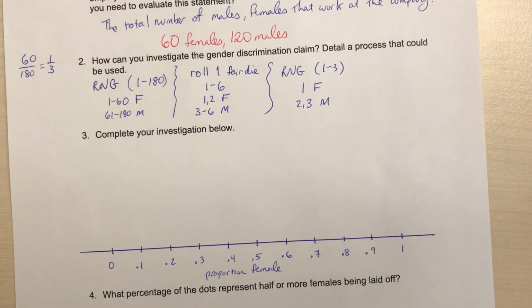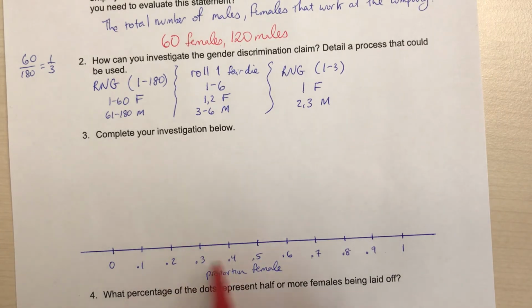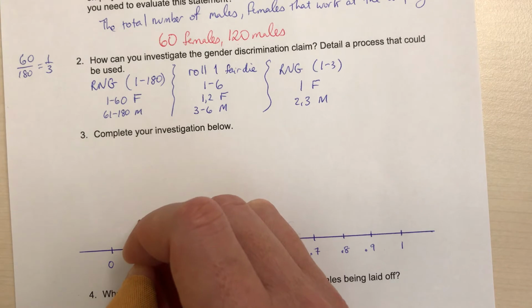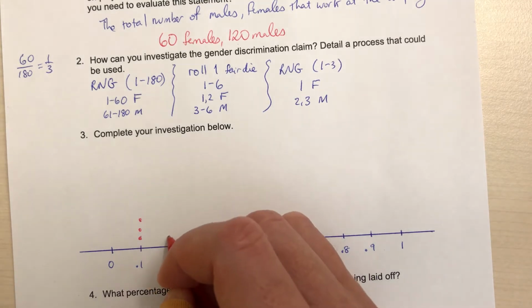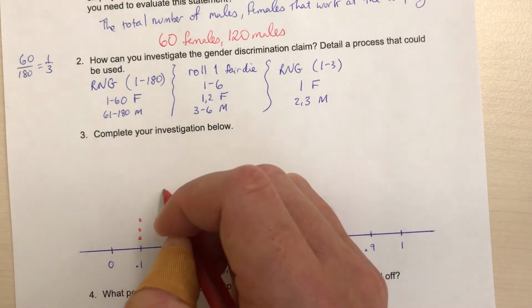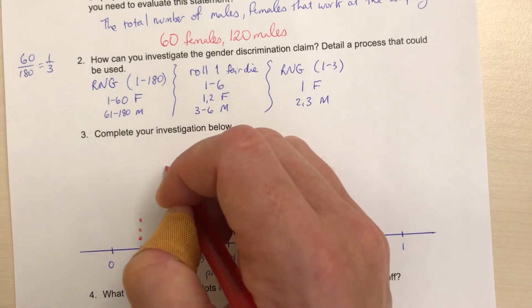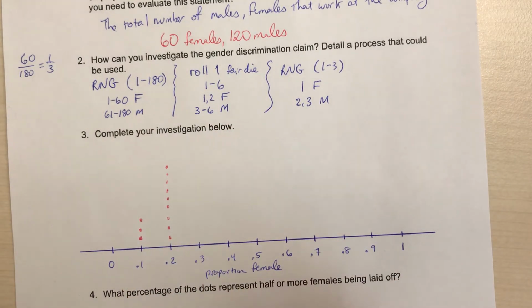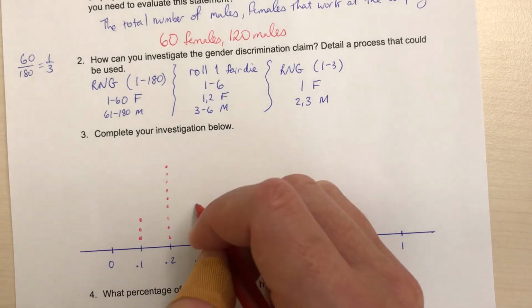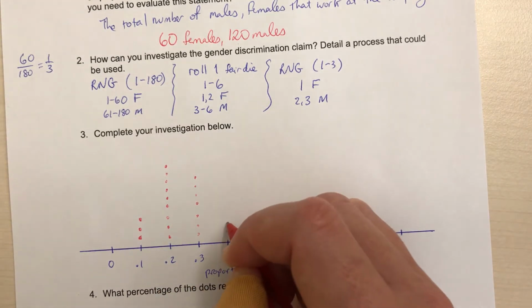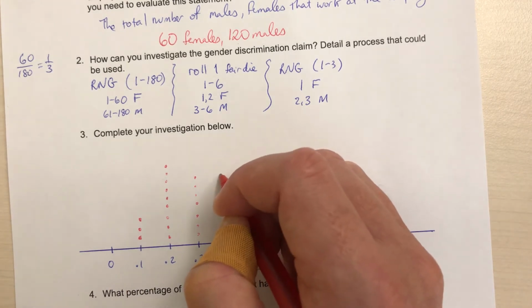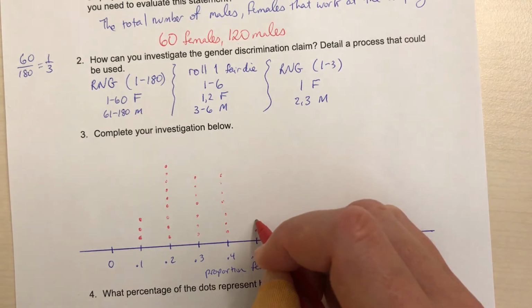Now let's say that we've already done this. We did this a bunch of times, and I'm going to plot as a dot plot here the proportion that are female. 3 of the times that I ran this, and I actually did this with a class last year, we had 0.1. For 0.2, we had 9: 1, 2, 3, 4, 5, 6, 7, 8, 9. For 0.3, we had 7. For 0.4, we had 7. And then for 0.5, we had 3.